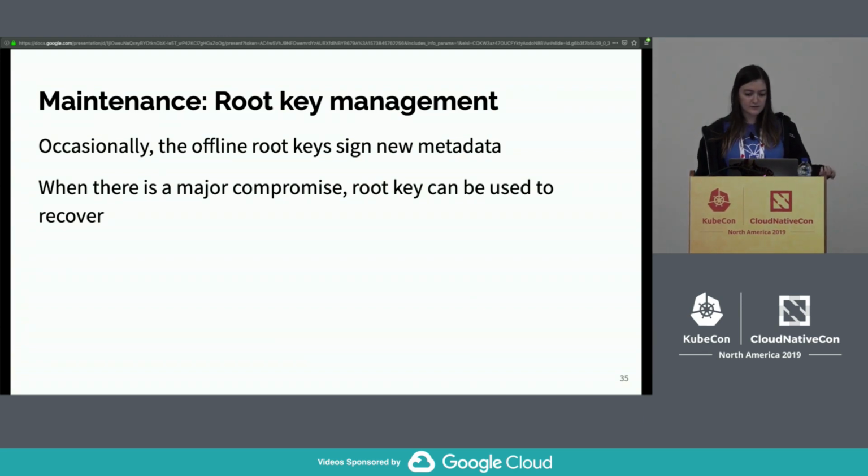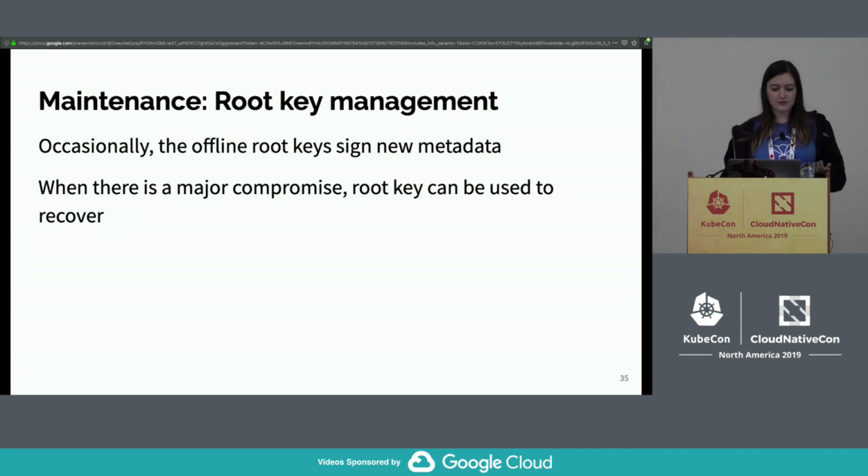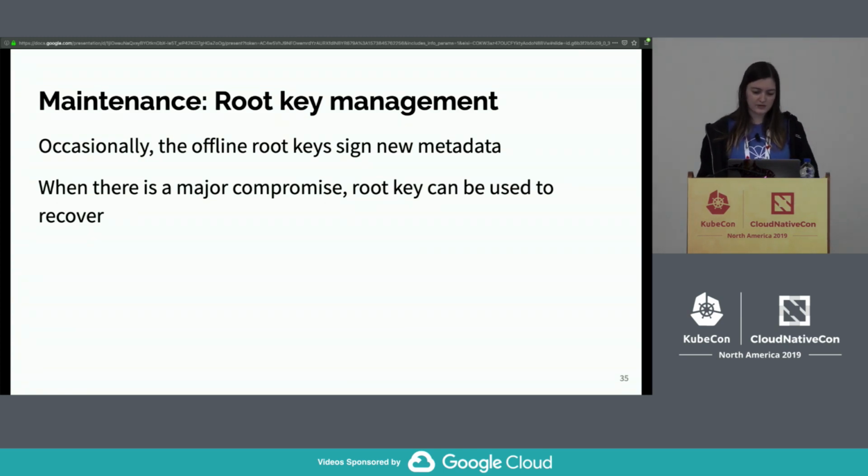And then you have a little bit of root key management. This shouldn't be a big overhead, but the root key will expire after some period of time. We usually recommend about 6 months or a year, depending on your use case. And when that key expires, you have to go find those offline keys and use them to sign new offline keys, which will then continue the chain of trust. Also, if there is a major compromise, these offline root keys can be used to recover from the compromise. So you want to make sure you have access to them in the event of a compromise.